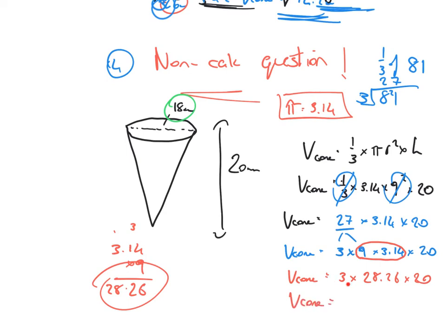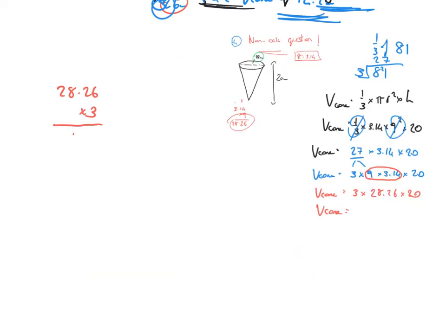This is all doable without a calculator. I can next look at 3 times 28.26. I'll take that to the side and work that one out, lining up the decimal point again. Okay, so 3 times 6 is 18, 8 down carry 1, 3 times 2 is 6, 6 plus 1 is 7, 3 8s are 24, 4 down carry 2, and 3 times 2 is 6 plus 2 is 8, 84.78. So now I've got 84.78 times 20.